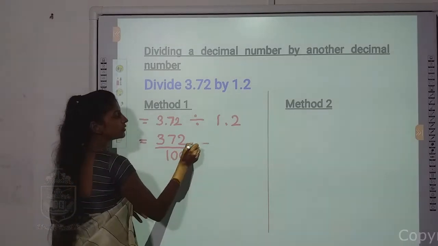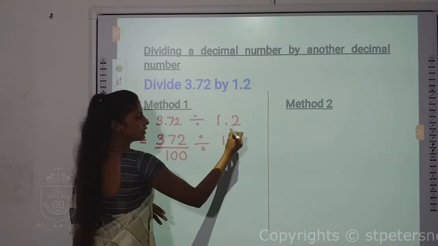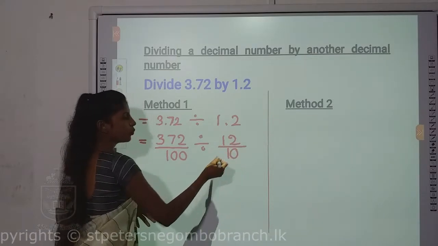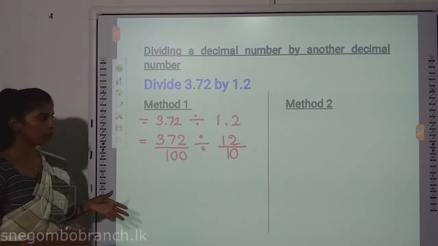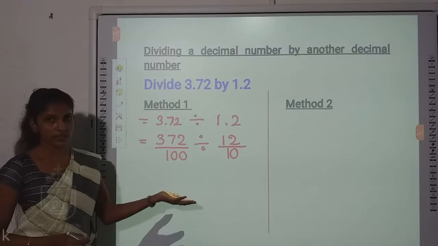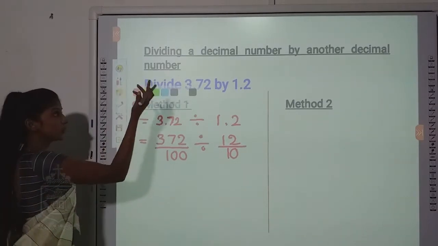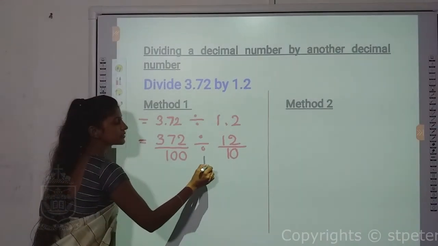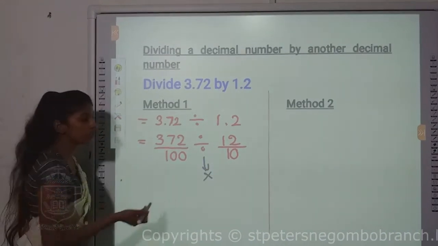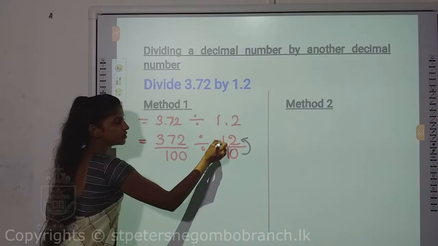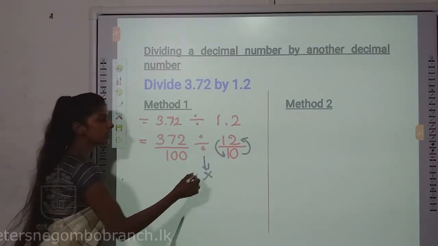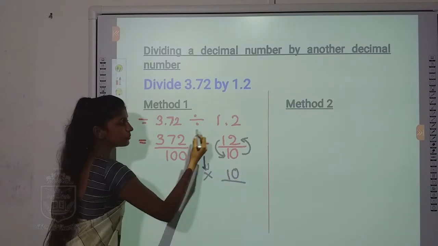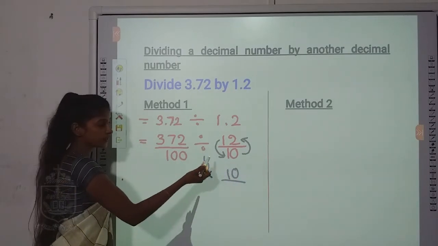Same manner, 12 over one decimal place means one 0 will be there. Okay. So, this is like fraction simplification like we did in the previous lesson on fractions. So, what do you have to do? The sign will change into multiplication. For the fraction right after the division, you have to take the reciprocal. 10 goes up, 12 goes down. This is division, so this is the step.